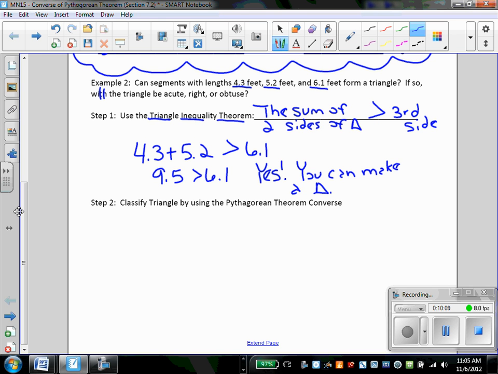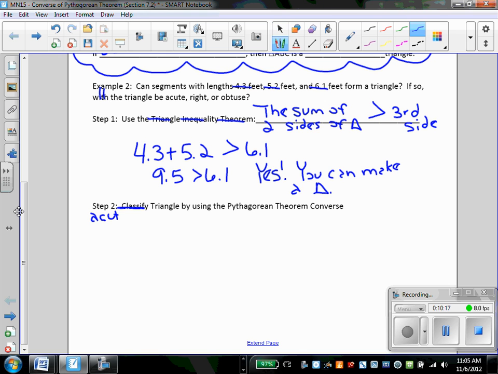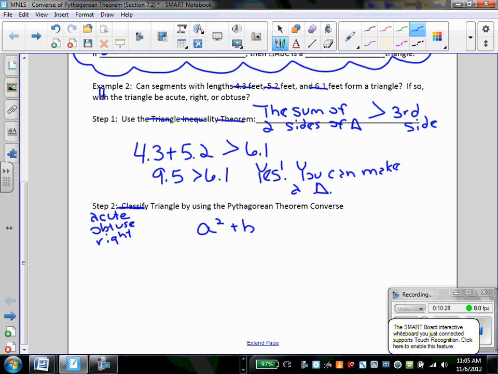Decide whether it's obtuse. So this idea of classify, we're trying to decide if it's acute, obtuse, or right. We're classifying it. So we're going to start with a squared plus b squared. In this case, we're not going to say equal to anymore. We're going to put a big old space and put a question mark there because we don't know what that is. c squared. If it's equal to, it's going to be a right triangle.